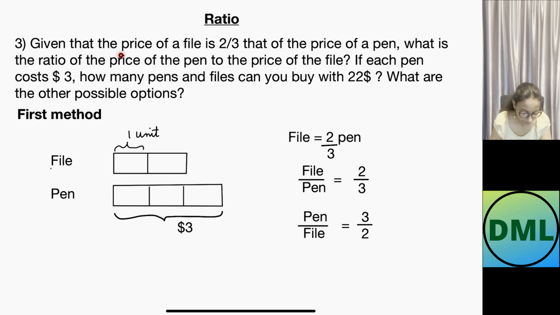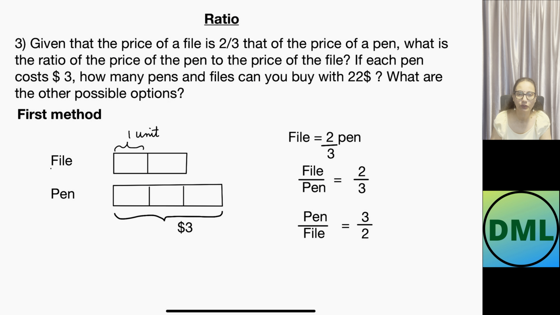Ratio. Given that the price of a file is 2/3 that of the price of a pen, what is the ratio of the price of the pen to the price of the file? If each pen costs $3, how many pens and files can you buy with $22? What are the other possible options you have?